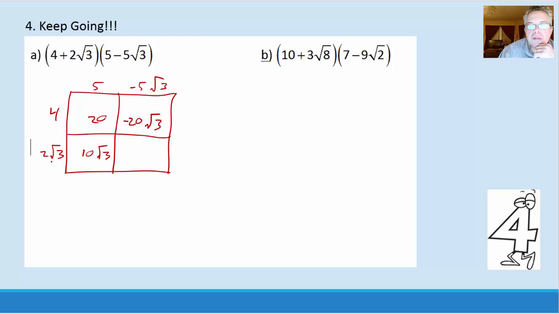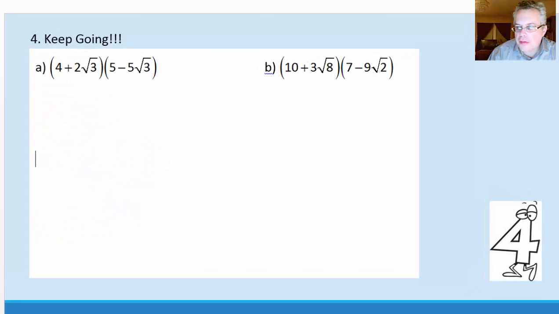Okay, this is like the first slide. We got 2 square root of 3 times negative 5 square root of 3. 2 times negative 5 is negative 10. And square root of 3 times square root of 3 is square root of 9, but all of that is just negative 10 times 3, which is negative 30. Okay, so let's combine like terms. We got 20 and a negative 30. That's negative 10. We have 10 square root of 3 minus 20 square root of 3, which is minus 10 square root of 3. Wow.